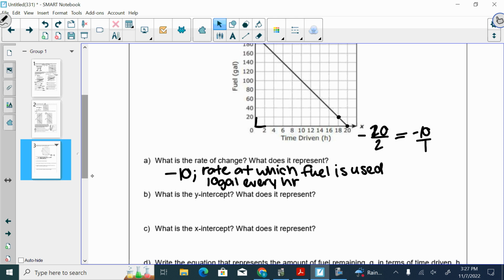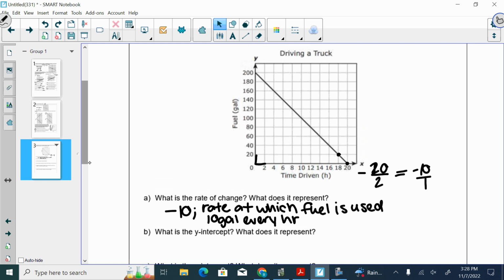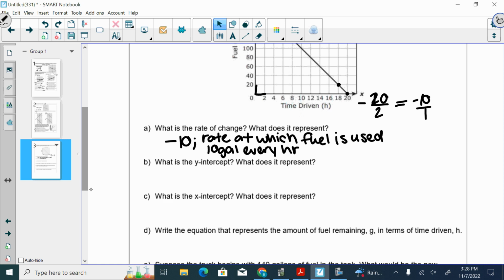Okay. Then they ask what the y-intercept is. So y-intercept means where does it touch my y-axis, which is the up and down number. So what number does it touch the y-axis at? 200. Good. So my y-intercept is at 200, or remember we can also write that as the coordinate point, 0, 200.